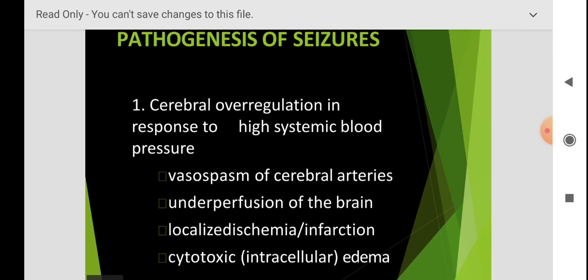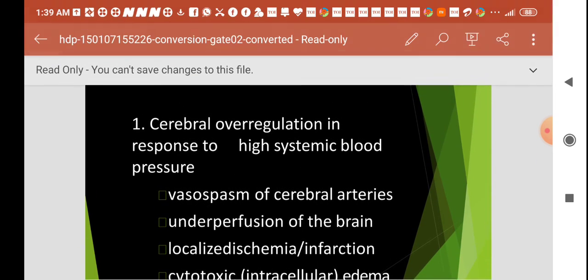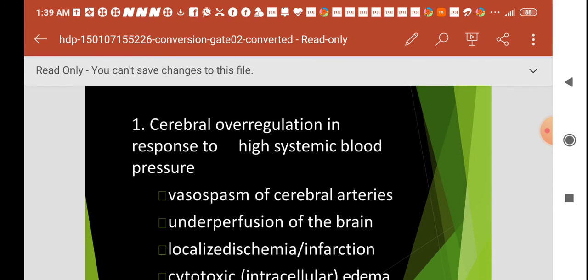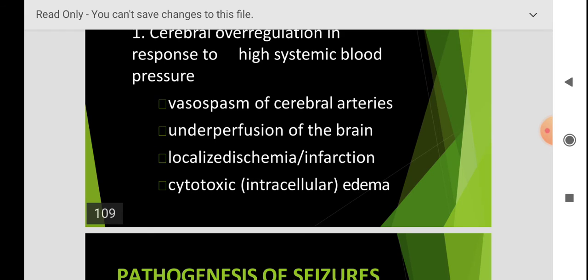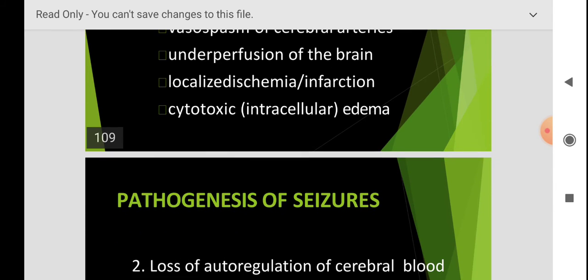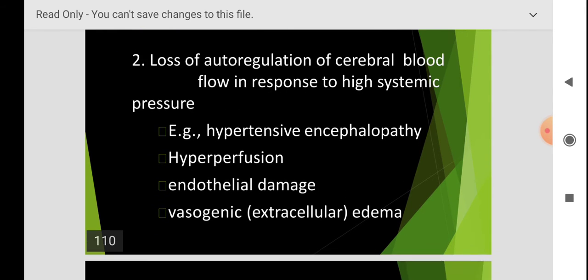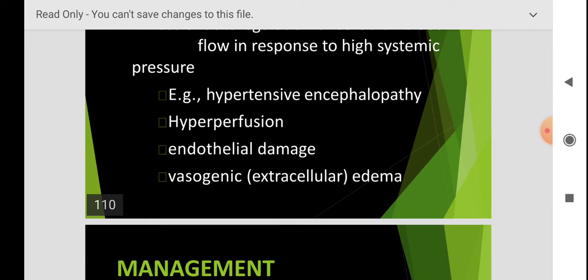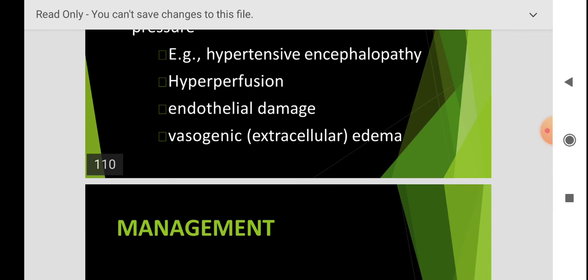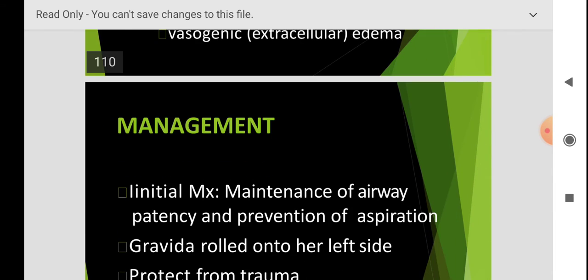The pathogenesis of seizures. There is cerebral overregulation in response to high systemic blood pressure, which causes vasospasm of cerebral arteries, underperfusion of the brain, localized ischemia or infarction, cytotoxic edema. Second, loss of autoregulation of cerebral blood flow in response to the high systemic pressure. Example, hypertensive encephalopathy, hyperperfusion, endothelial damage and vasogenic edema.